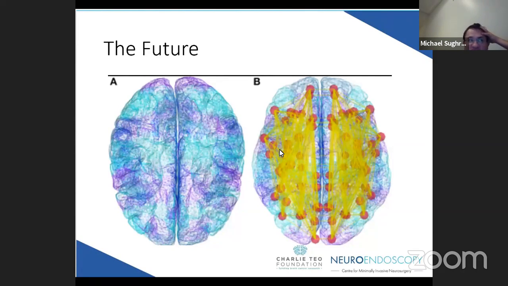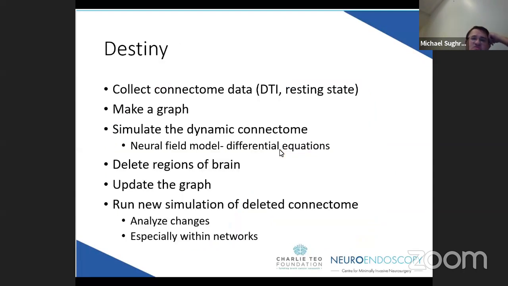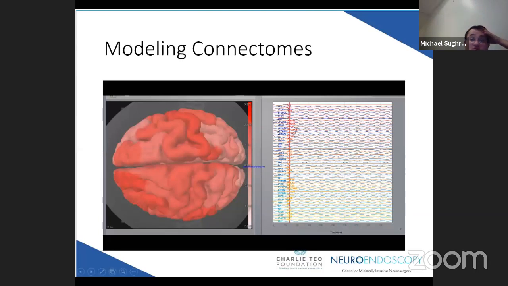But what about the areas that have high centrality that we don't know what they're doing? These may be the people who don't go back to work, patients who have cognitive problems, and it may also explain why some people we can be more aggressive with some tumors than others, especially in eloquent areas. But here's where it gets more interesting. Let's say we can sit down and delete parts of that graph. Deleting parts of that graph is surgery. That's what we do. We delete parts of a graph when you really get down to it mathematically. So what if we did that before we did the surgery? This is what we're working on right now.